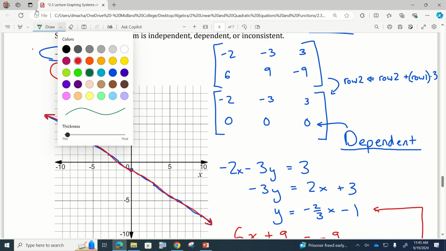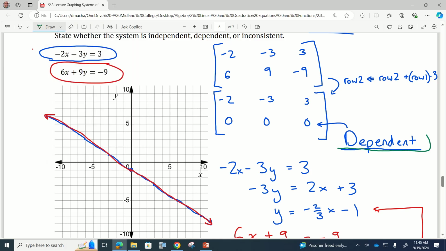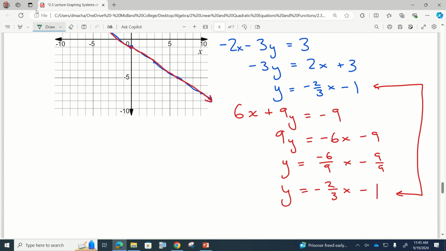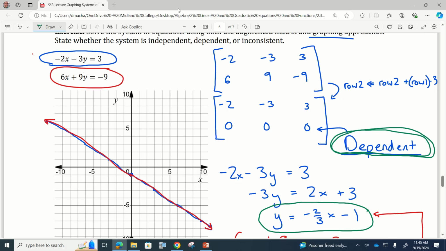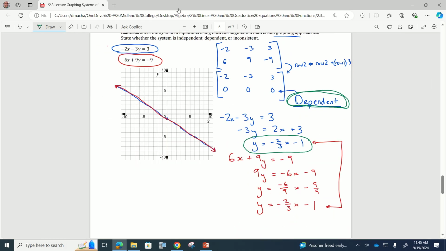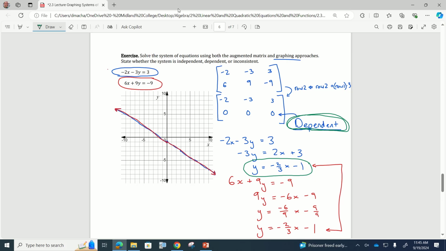In either case, I want you to actually say the word dependent. Not out loud, but you would write this down on your test paper. And then I also want you to write this equation. I would like you to write y equals negative 2/3 x minus 1 whenever you get the dependent case. Any questions about how we knew this was dependent, or how we graphed those lines? Does that make sense?